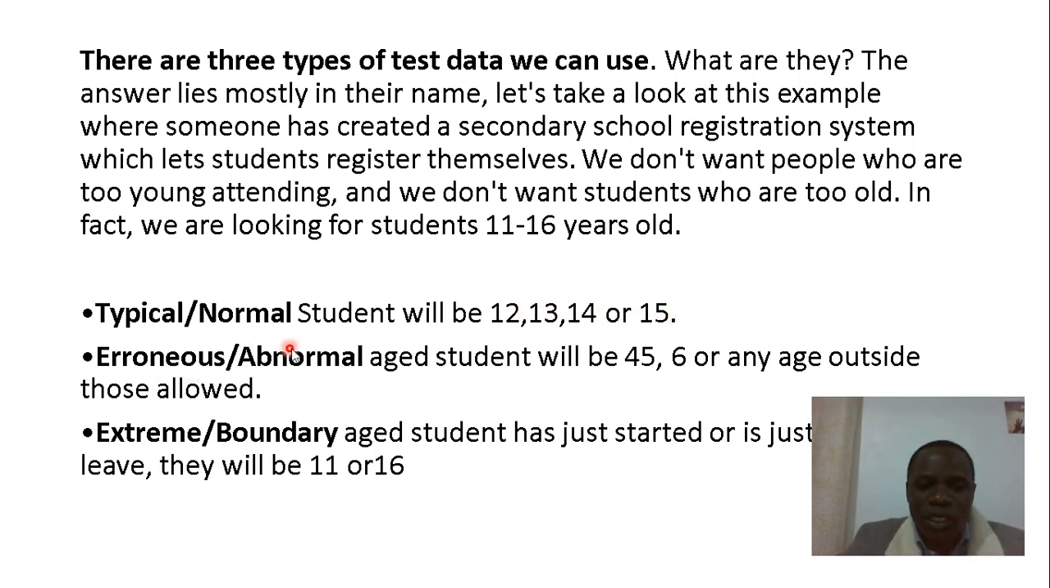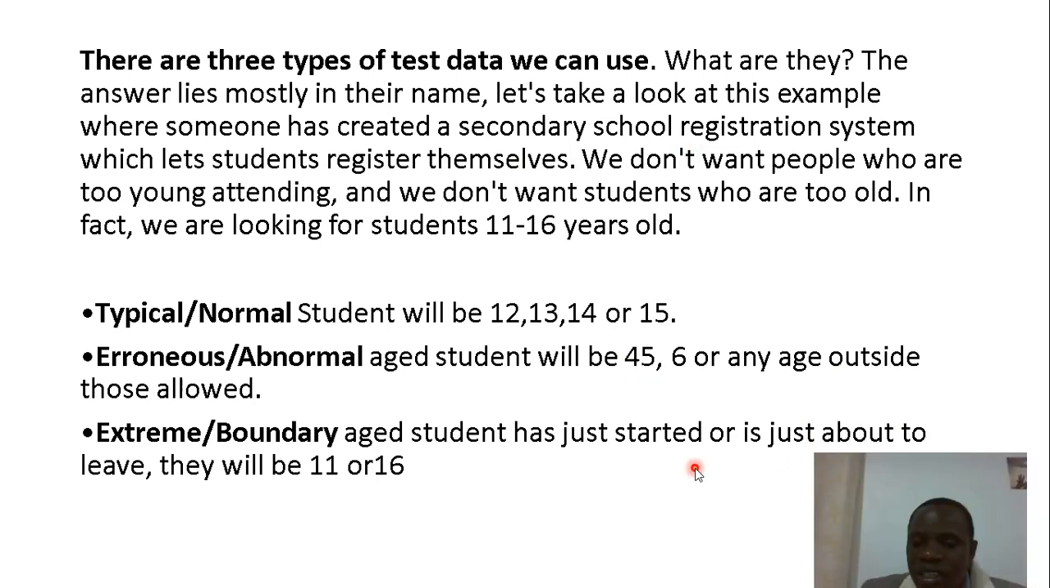Then you also have what is called abnormal data. Abnormal data is data that should not be entered. For example, a 45-year-old person: is this going to be accepted in this school registration system, or should it say this is out of range, and this age is not accepted in this secondary school? You call this abnormal because it's out of the age limit, 45 or 6 years old. This is a secondary school, so you don't expect someone who's 6 years old to be in it. So that is abnormal data.